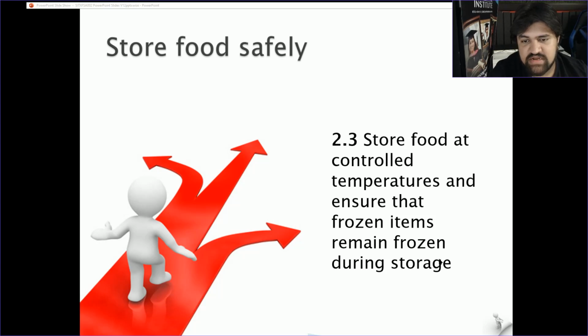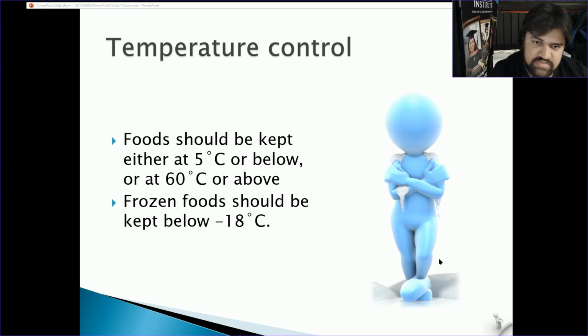2.3. Store food at controlled temperatures and ensure that frozen items remain frozen during storage. So we're talking about, in this case, whatever needs to be stored is in the temperatures that you desire, and you're monitoring them regularly, okay? So temperature control, food should be kept either at 5 degrees or below, or at 60 or above. So frozen foods should be kept below negative 18 degrees.